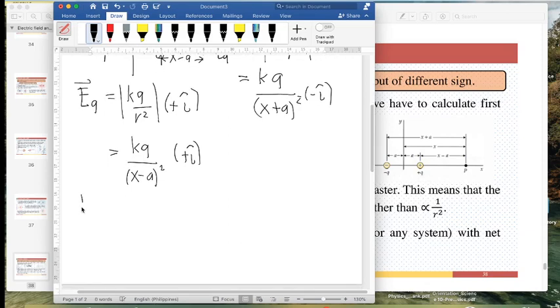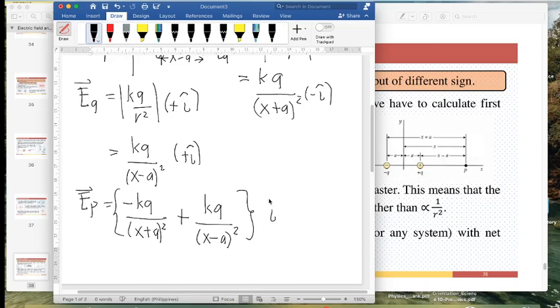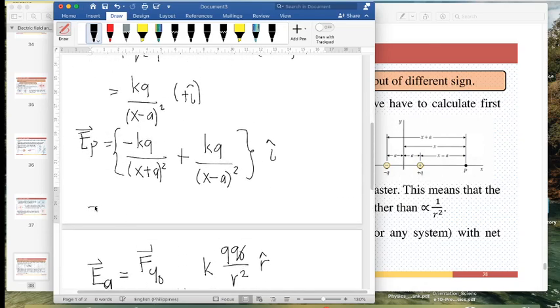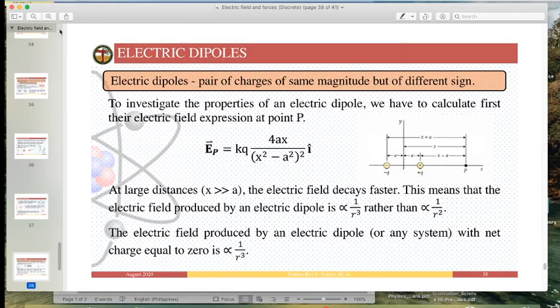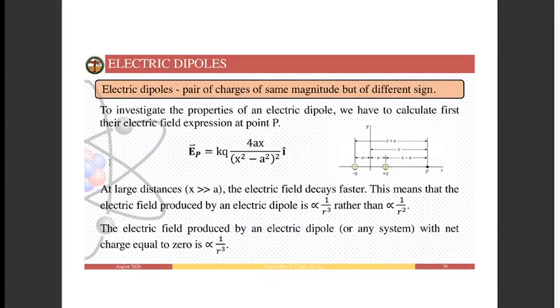Then adding them, we have here kq over (x plus a) squared, negative, and this one is positive, right, over (x minus a) squared, and I will put the i hat outside. Next, simplifying, we can get this equation: kq times 4ax divided by (x squared minus a squared) squared, i hat.